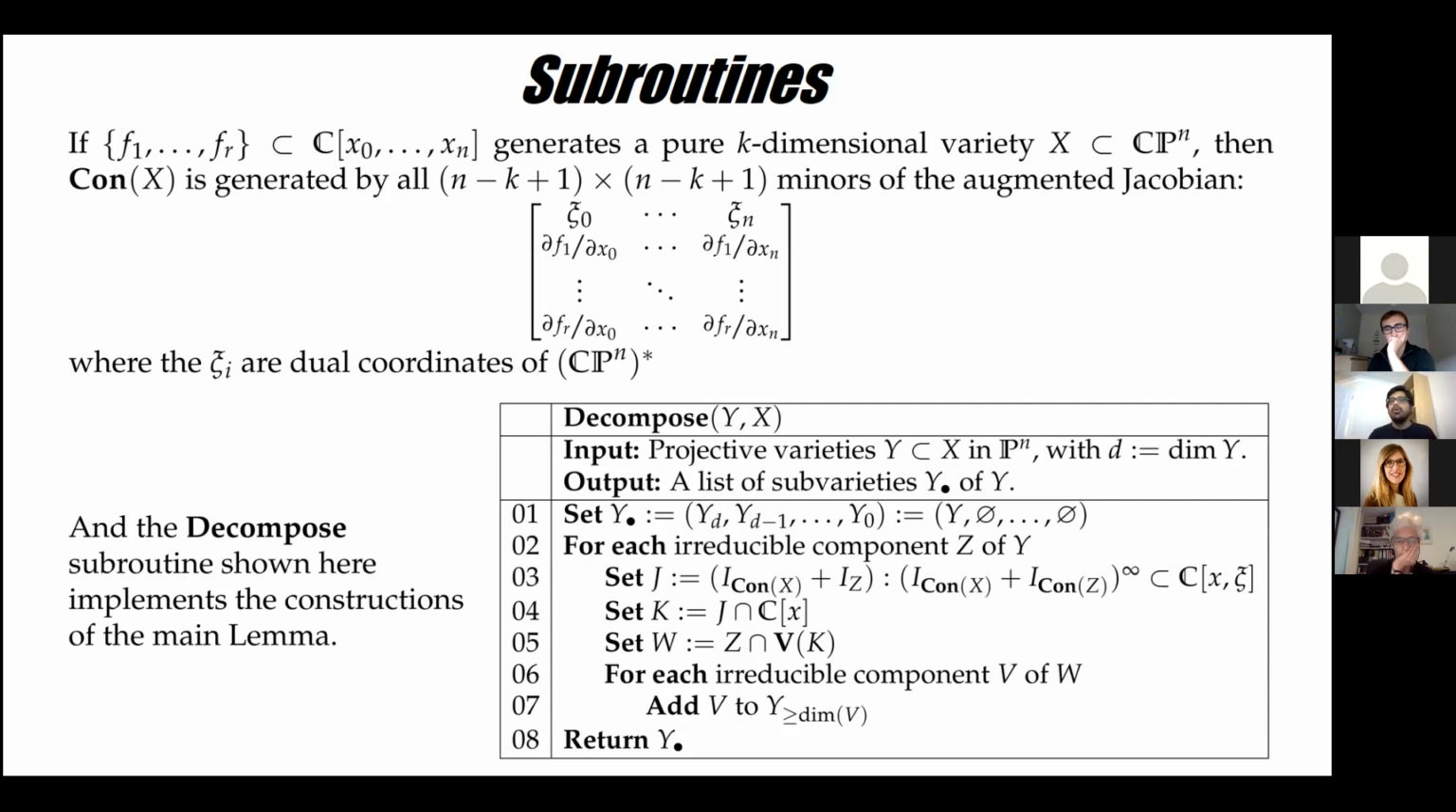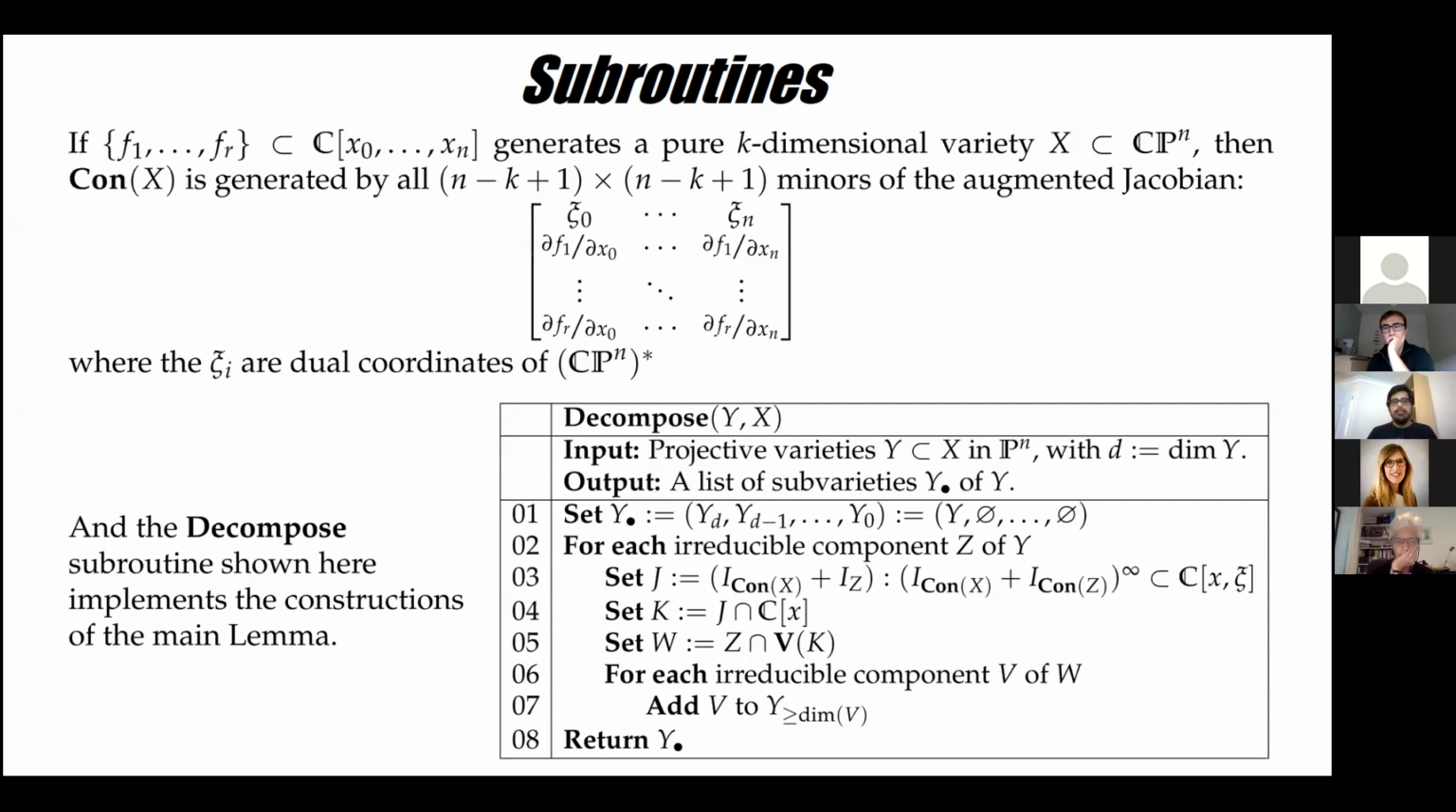And initially in line 1, we're just setting them so that yd is everything, and everything yd minus 1 down through y0 are empty. And now for each connected component z of y, this j is precisely the ideal saturation. That k is exactly the conormal projection, and w is what you get when you go back to the variety in the ordinary projective spaces, so the product of projective and dual projective. And so this is it. This is implementing the lemma.